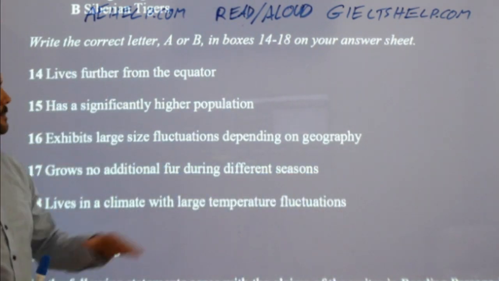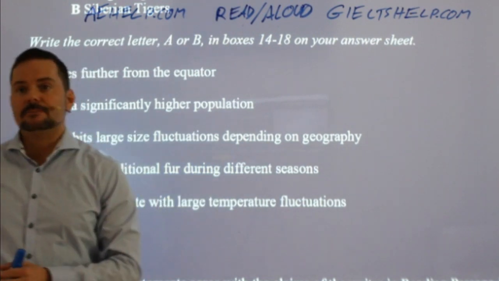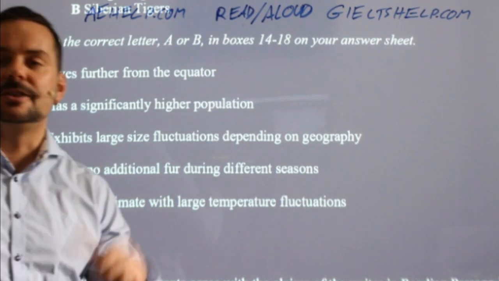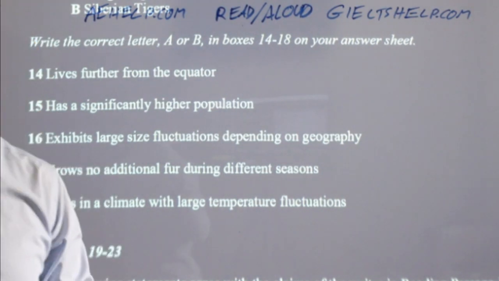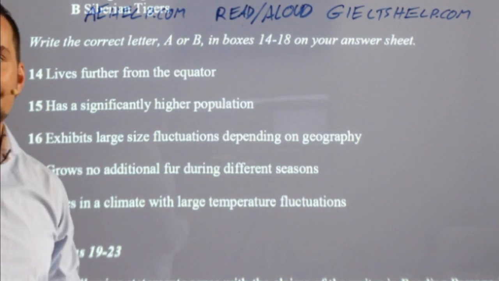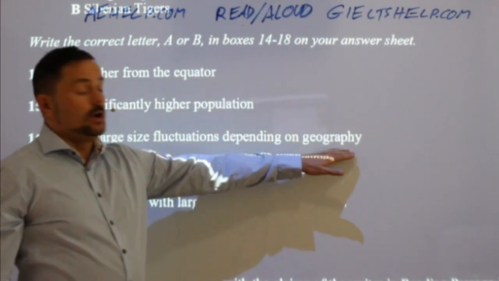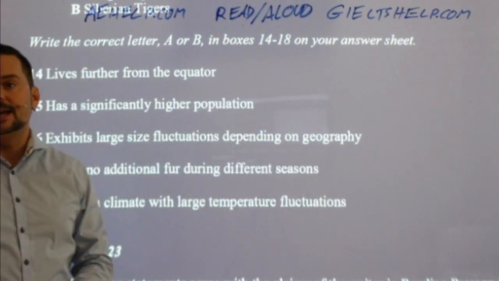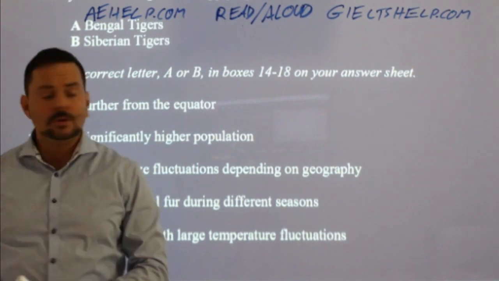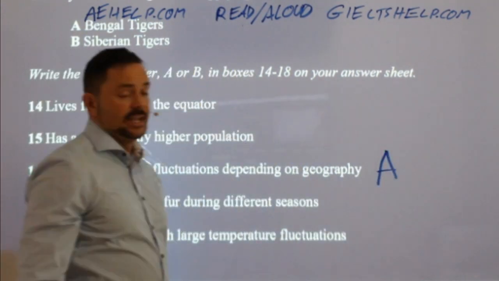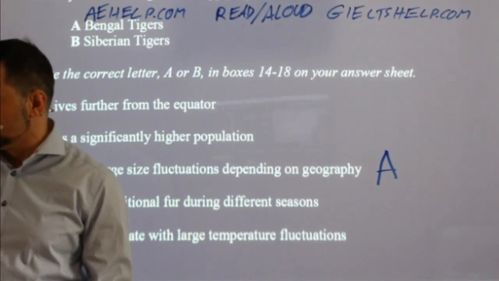Number 16, exhibits large size fluctuations depending on geography. So A, Bengal, or B, Siberian? So number 16. Well, I'm happy to hear that, Hemant. Yeah, this article is a little bit older. So Hemant says there's more than 2,000 now. So exhibits large size fluctuations depending on geography. The correct answer there is A, Bengal tigers. Okay, Bengal tigers.